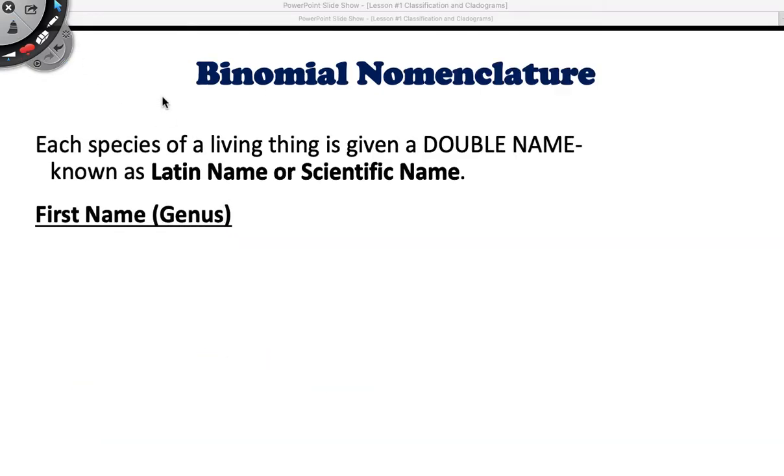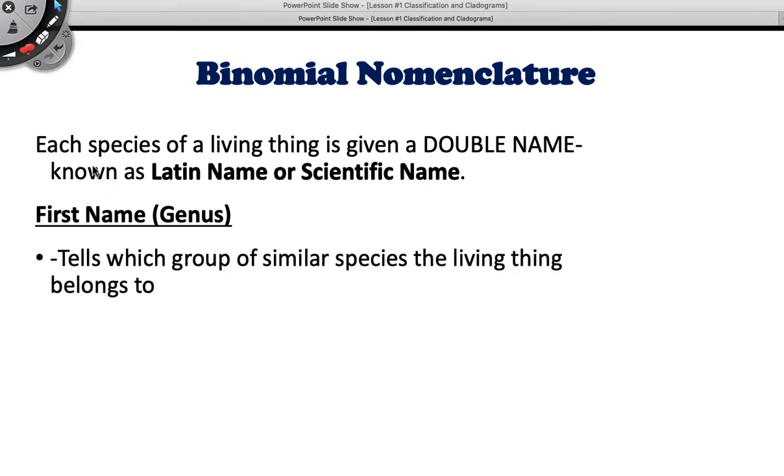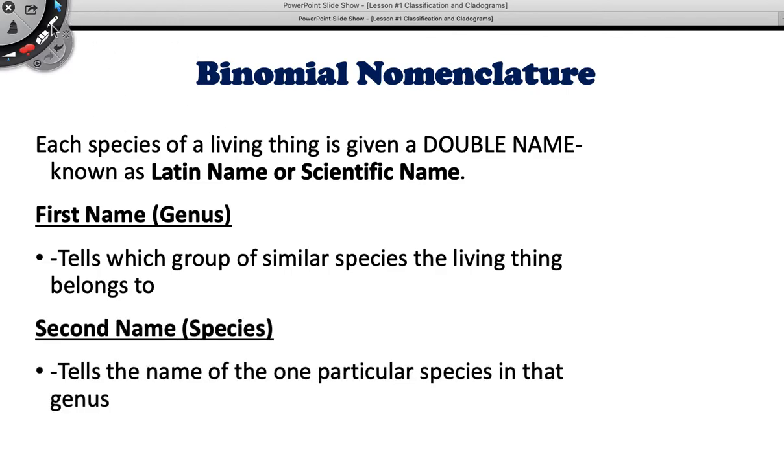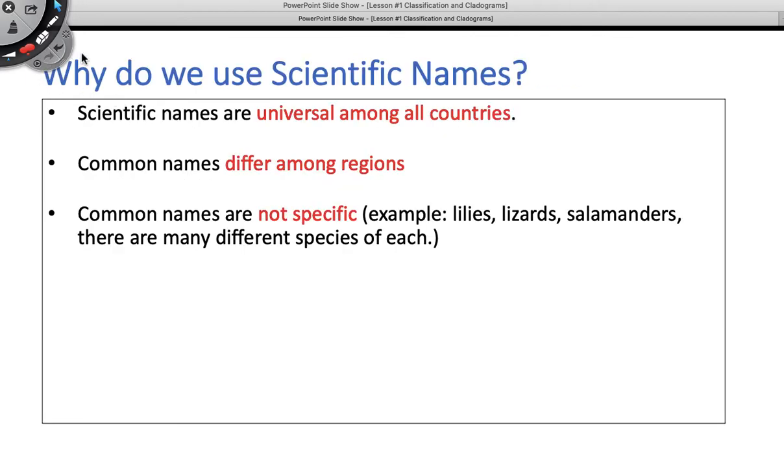So what is binomial nomenclature, and how is it used to name something? Each species of a living thing is given a double name known as the Latin name or the scientific name. The first name represents the genus of that organism. The genus tells which group of similar species the living thing belongs to. And the second name gives the species name. It tells the name of the one particular species in that genus. So genus is a little broader than species.